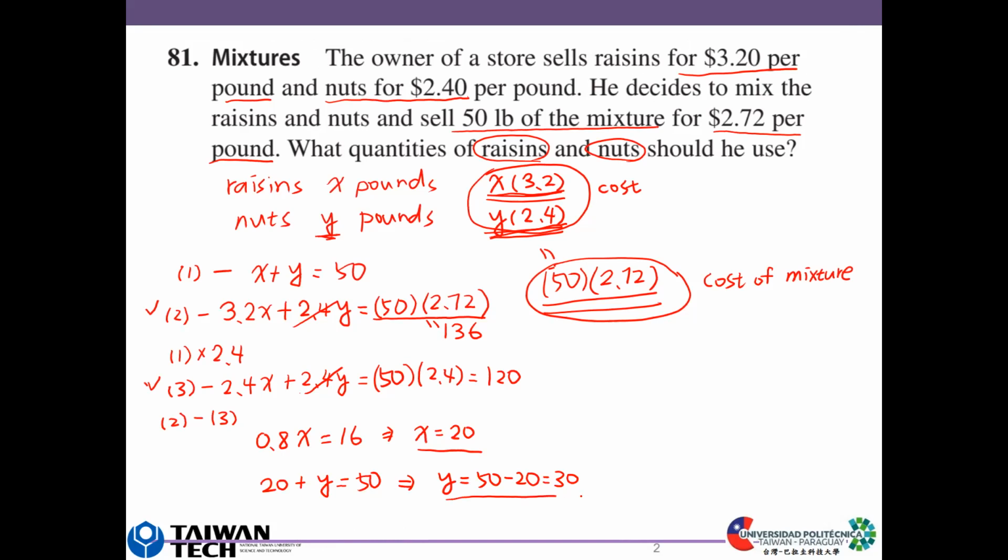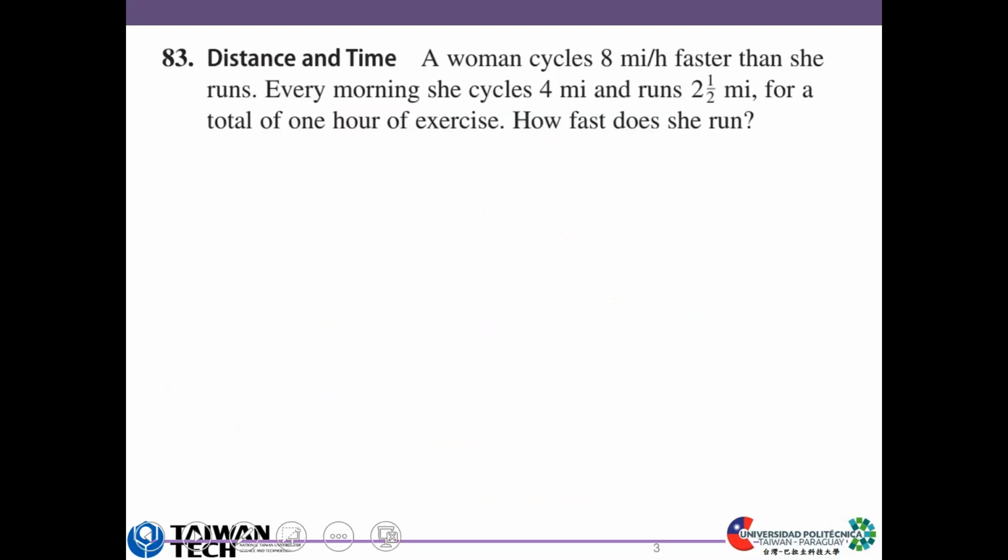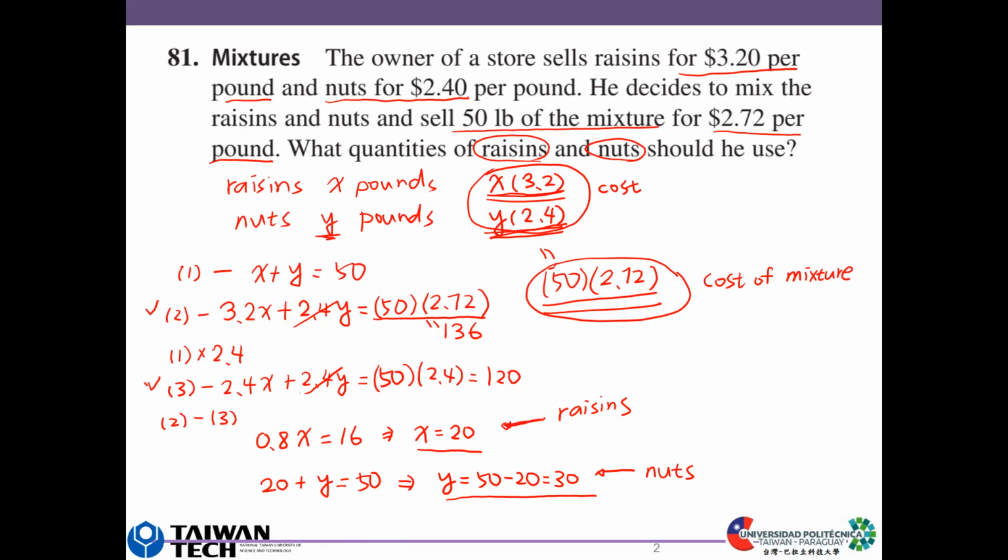Okay, so 20 is the pounds of raisins, and 30 is the weight of nuts, which is our solution. Any questions regarding this? The point is that depending on the problem statement, we assign our variables, and then we try to develop models of equations from the problem statement. This is the answer to problem 81.